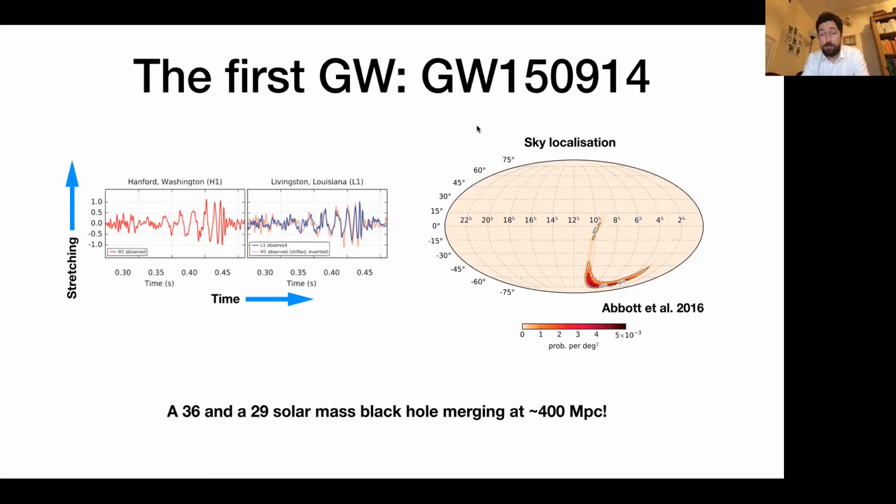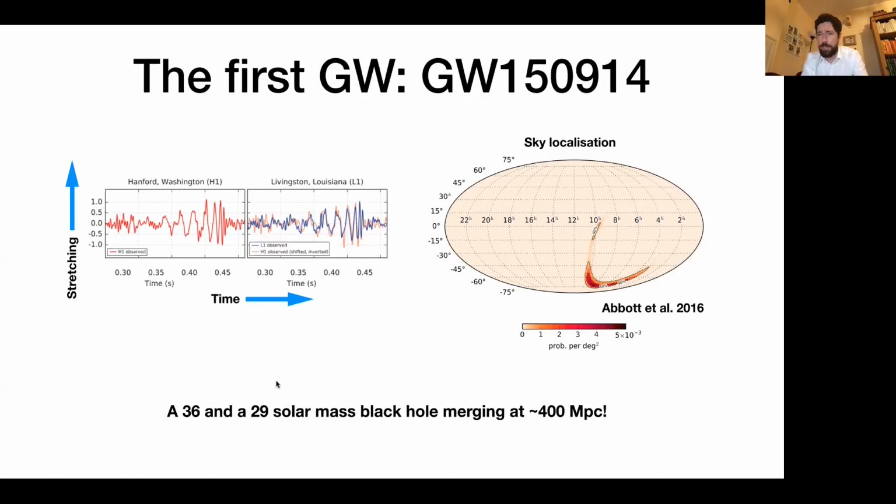The other thing that was really interesting about this gravitational wave when it was found is that there were actually two quite hefty black holes: a 36 solar mass black hole and a 29 solar mass black hole. This was one of the things that took everybody by surprise, that the black holes that were merging were much heavier than people expected.